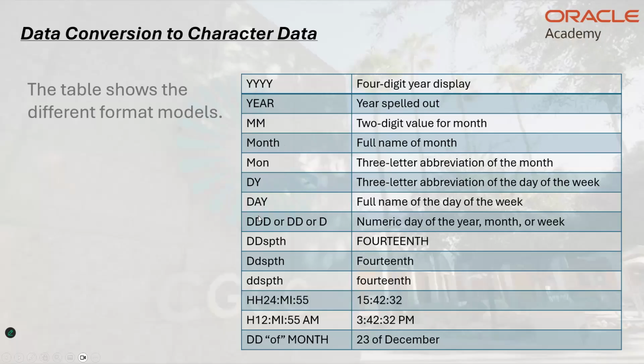Monday, Tuesday, Wednesday, month to day, full name of the day of the week. DDD or DD or D is the numeric day of the year, month, or week. The SPTH will give you the spelled out, all caps version of whatever you're indicating. So 14th, and usually it's a day. Usually don't use it with a month.